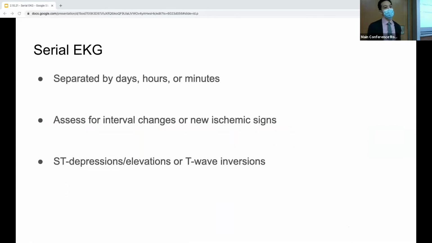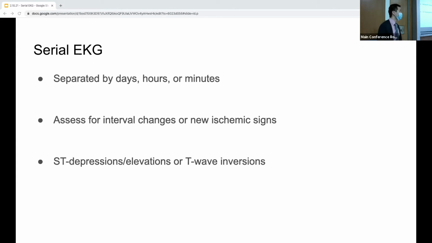So just quickly talking about what serial EKG is, so we have a definition that we're all working off of. It's basically just EKGs done in series. They can be separated by days, hours, minutes. We all already kind of do this. If you look in a patient's chart for an old EKG to compare to the current one, you are basically comparing serial EKGs. The point of this, obviously, is to assess for any interval changes.